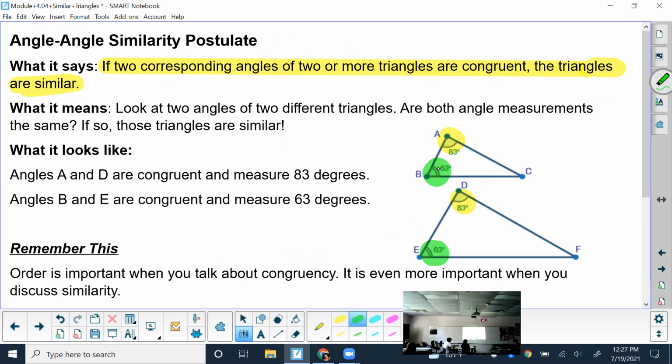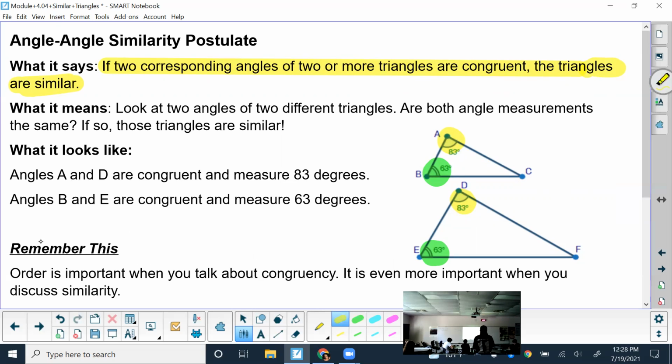To prove that they're congruent, I would have to do more stuff with the sides and things like that, maybe the other angle, well, not the other angle, but the sides for sure. But just to prove that they're similar, you need to have two corresponding angles that are congruent. Questions about that?